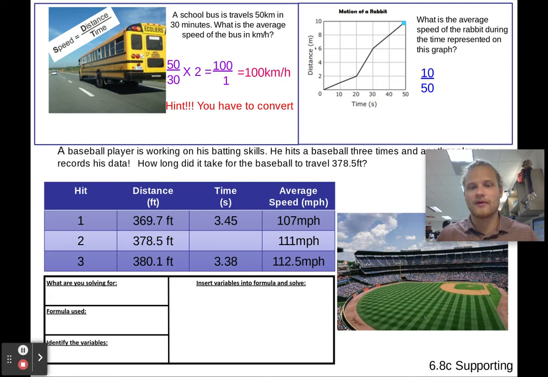So the motion of the rabbit, we have a distance versus time graph. Oh, these are like my favorite. I love these graphs, because they tell stories. All right, so basically what we can tell from this graph is right away the rabbit is at distance 0.